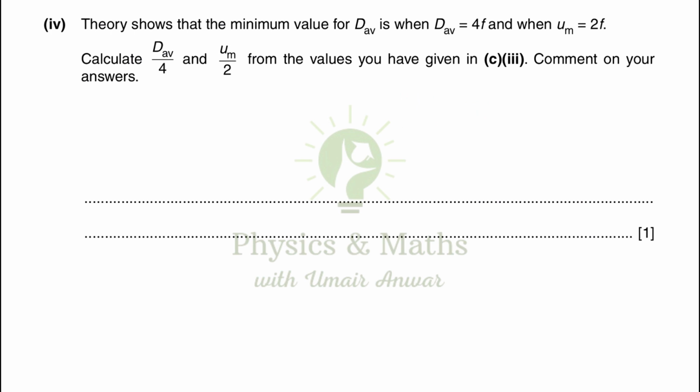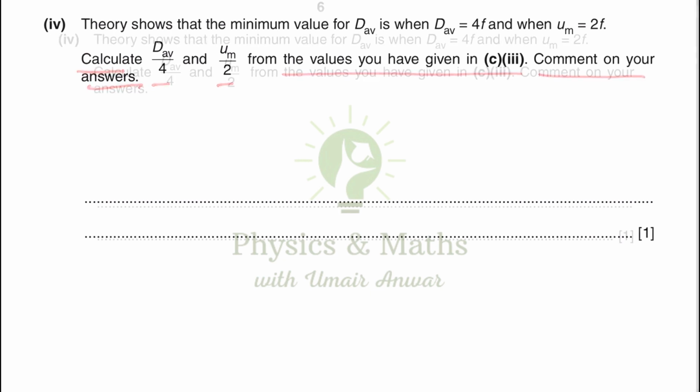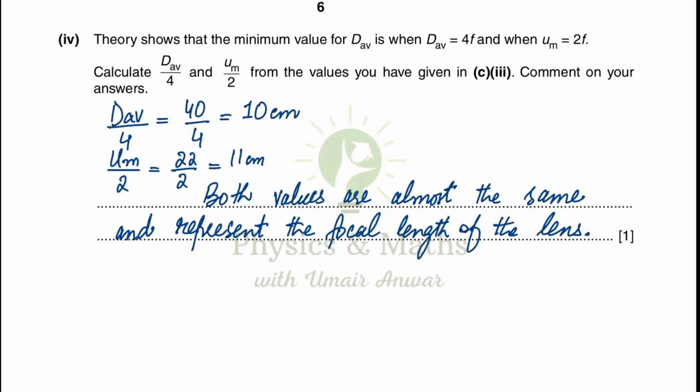The last part of the question says, theory shows that the minimum value of D average is when D average is 4 times the focal length of the lens and when U minimum is twice the focal length. Calculate D average upon 4 and U minimum upon 2 from the values you have given in C3. Comment on your answers. So here I have calculated D average upon 4, which gives an answer of 10 centimeter, and U minimum upon 2, which gives an answer of 11 centimeter.